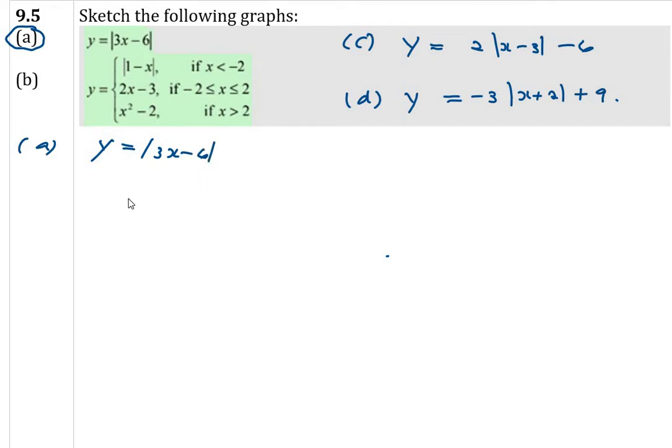Okay, so if we look now at, remember there's now plus 0 basically. So if we now look at the salient point or the vertex, it will be 2, 0, because 2 will make the inside 0 and that 0 will be 0 there. Okay, and then the x-intercepts will also now be at 2, 0.